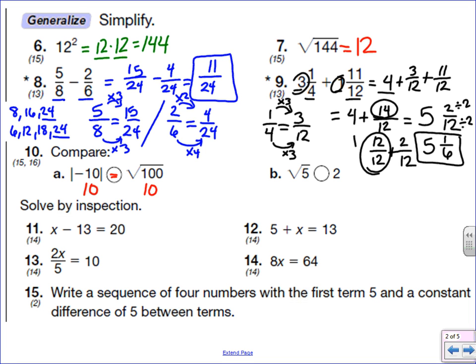And then the square root of 5 and 2. The square root of 5, since 5 is not a perfect square, is not going to be a whole number or a rational number. It'll be an irrational number. It will be a non-repeating decimal. But I do know that 2 is the square root of 4, because 2 times 2 gives me 4. And then I can just compare the numbers underneath the radical or the square root symbol. 5 is bigger than 4, so the square root of 5 is bigger than 2.